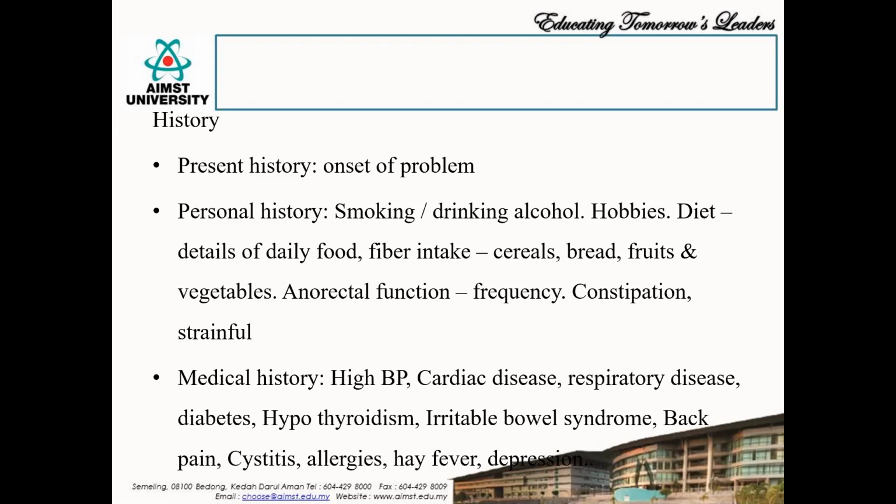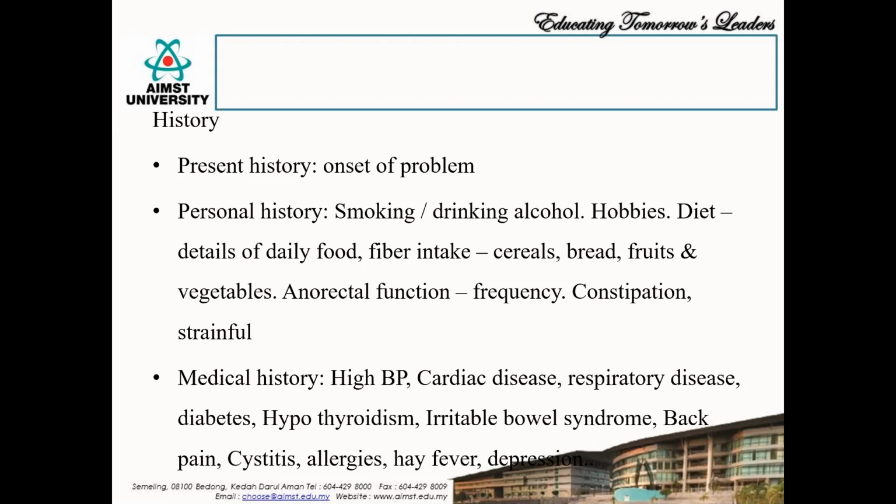Okay, so in history taking, the first is present history. Present history means what is the onset of the problem if they have, for example, low back pain or thoracic pain. So what is the onset of the problem? The problem may be sudden onset or gradual onset. So you ask about the onset of the problem. They may have many problems also.